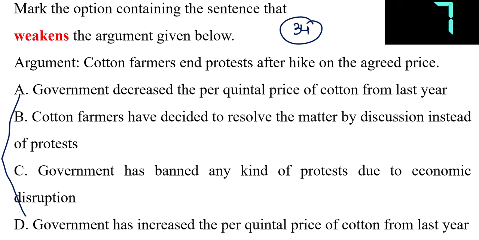Weakening the argument. Cotton farmers end protest after hike on the agreed price. Option B: have decided to resolve the matter by discussion instead of protest. C: government has banned any kind of protest. This is not related, because they are not allowing any increase or any kind of protest, but they are doing protest.